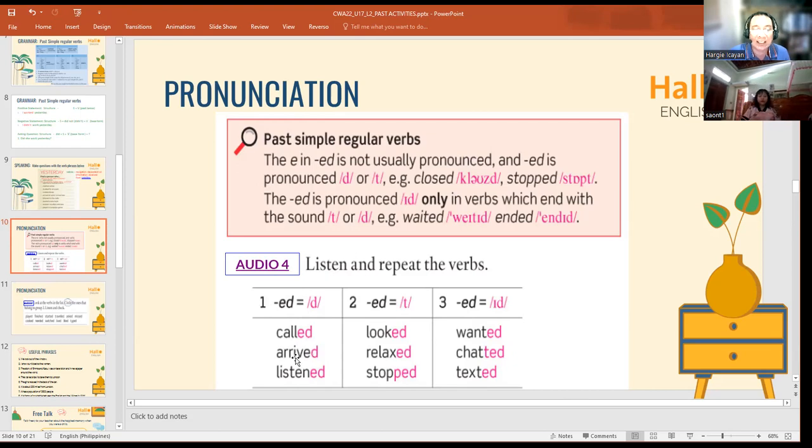Like called, arrived, and listened. And these are also verbs that end in -ed that we need to pronounce as t, like looked, relaxed, and then stopped. And the -ed that is pronounced as id: wanted, chatted, and texted.